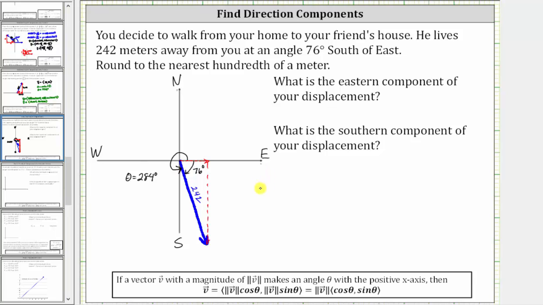So for our vector v, the x component is equal to 242 times cosine of 284 degrees, and the y component is equal to 242 times the sine of 284 degrees. And now we'll go to the calculator and get decimal approximations for these components. And we're told to round to the nearest hundredth of a meter, so we'll round these to 2 decimal places.